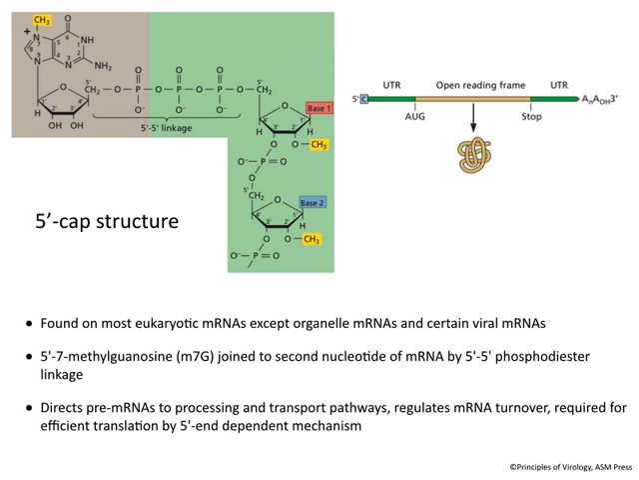A typical mRNA has a 5' cap structure. There are usually untranslated regions at the 5' and the 3' end. These are not translated into protein; they have other roles, regulatory roles. And then there's a poly A tail.